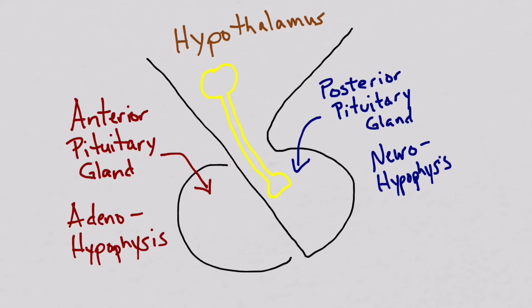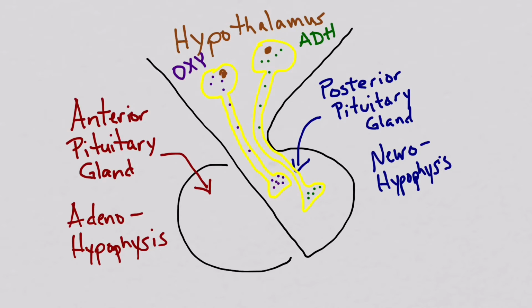First, let's discuss how the hypothalamus communicates with the neurohypophysis. The hypothalamus is going to use neurosecretory cells to communicate with the neurohypophysis. These cells are going to create two hormones, ADH and oxytocin. ADH is antidiuretic hormone, and it helps the body retain water.